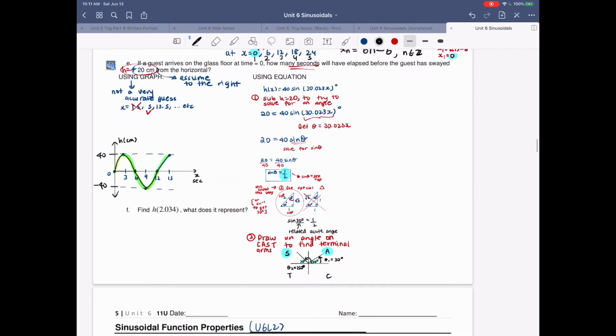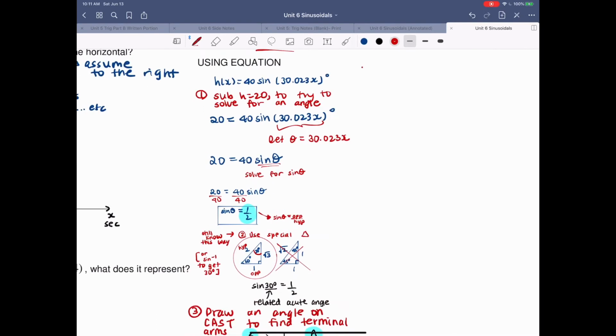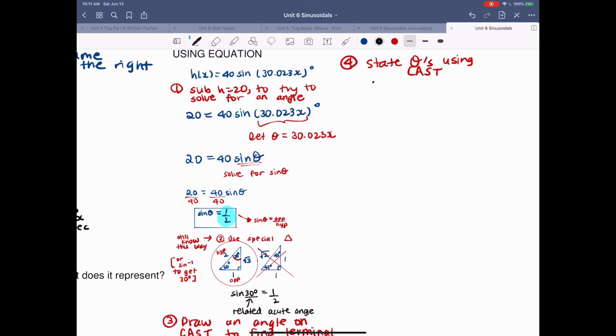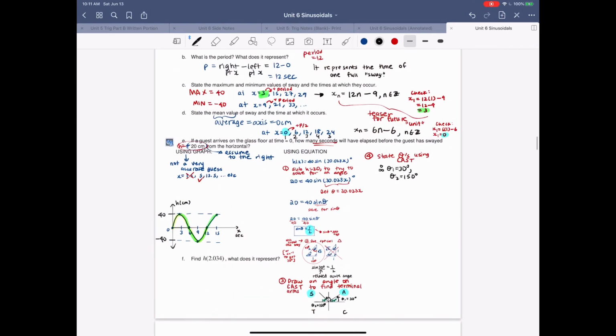That was actually my step 4, but I'll write it more explicitly in step 4. Step 4 is to state the angles as found using CAST. I'm just rewriting what I wrote there more clearly. Therefore, theta 1 is equal to 30 degrees and theta 2 is equal to 150 degrees. Are you done? It looks nicely done, right?